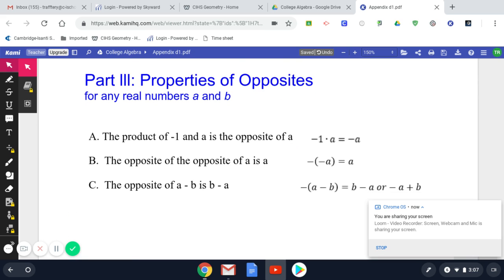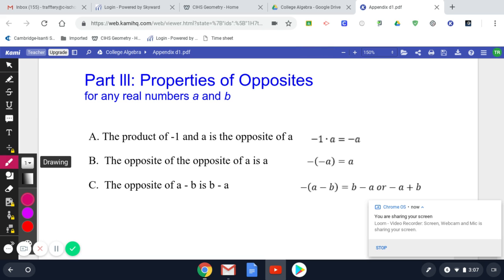The properties of opposites. Okay, so for every real number, a and b, the product of negative 1 and a is the opposite of a. A simple example would be if you took 5 and then you took negative 1 times 5, you get negative 5. You get the opposites. And the opposite of an opposite of a is a. So an example of that would be, what's the opposite of negative 5? And the answer should be 5. And the opposite of a minus b is b minus a.